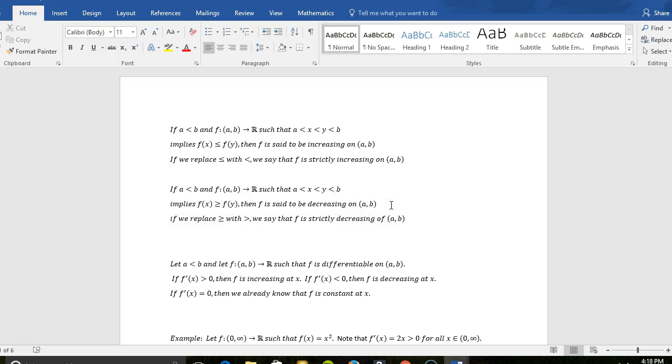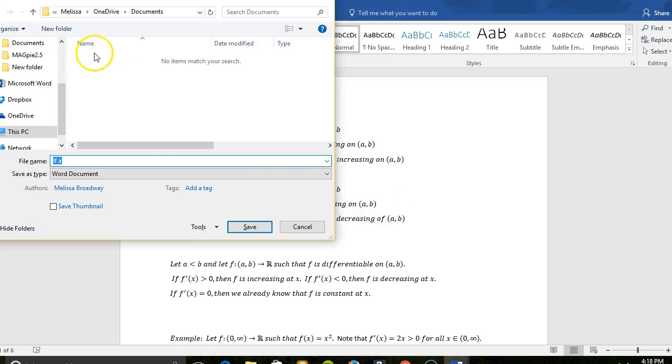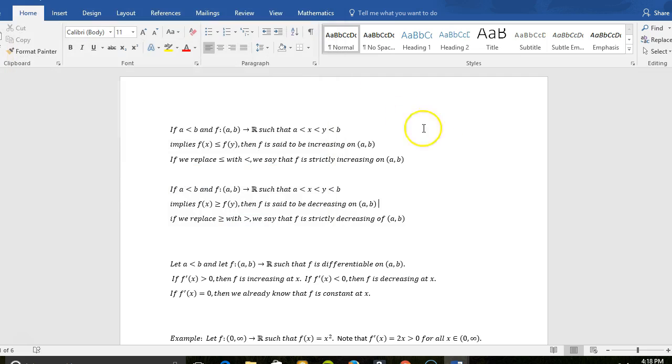So that should say decreasing right here, not increasing. And I do apologize about that, guys. That's my bad. And now that's not necessarily strictly decreasing.